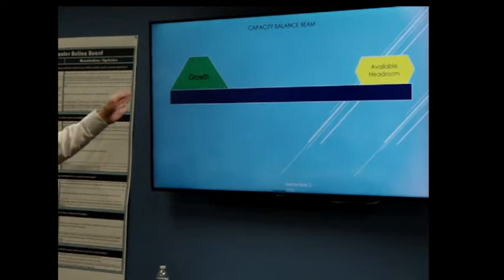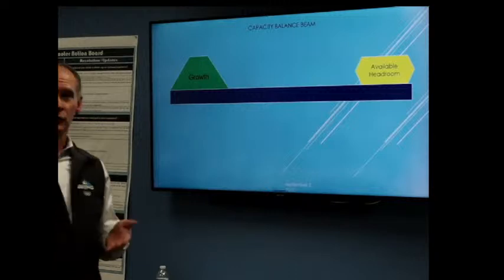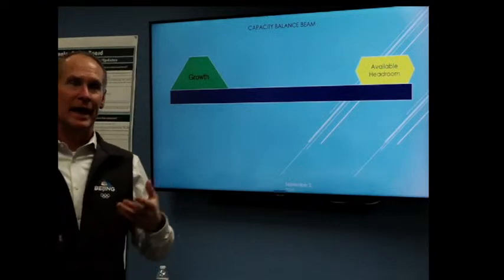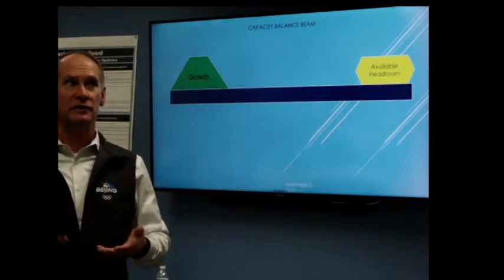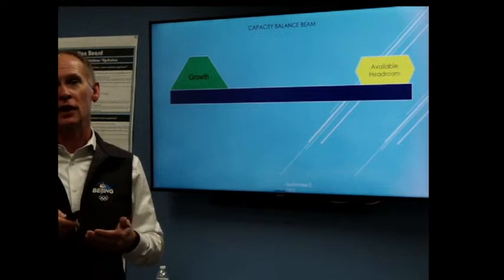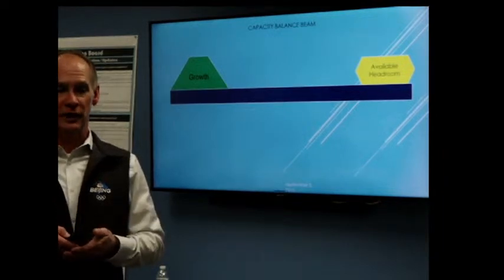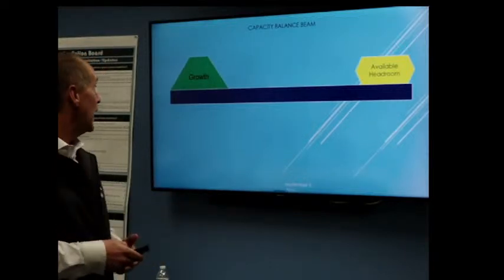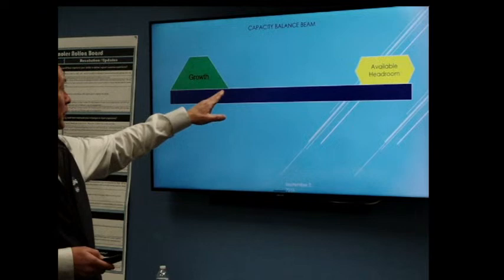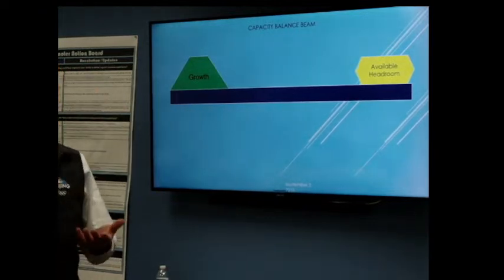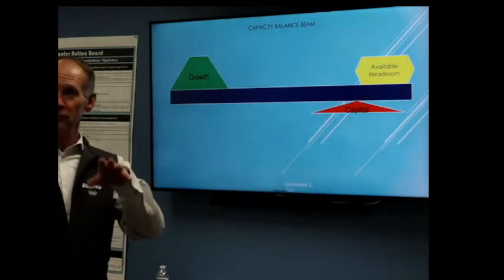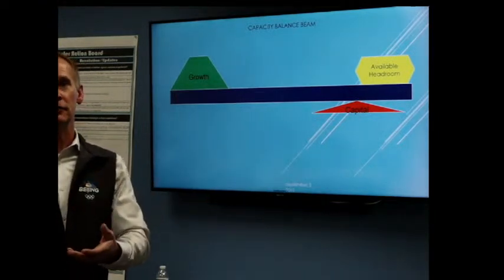Coupled with growth, you have to identify what your available headroom is. The available headroom that you've got is going to determine your level of investment. And as everybody is cognizant of cost per watt, cost per delivered bit or byte, cost per anything, you have to really understand what you've got as available headroom versus what you have for growth. Now when you take a look at this, you've got a fulcrum effect. The fulcrum effect is really your capital. How much do you have to spend?